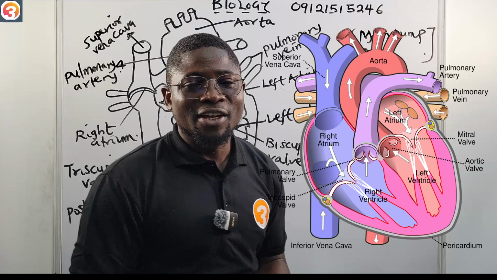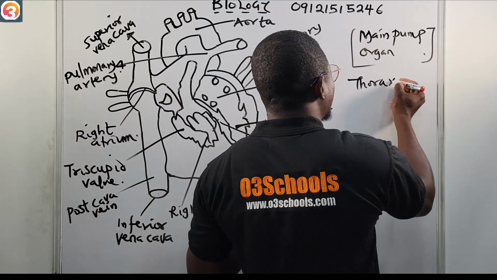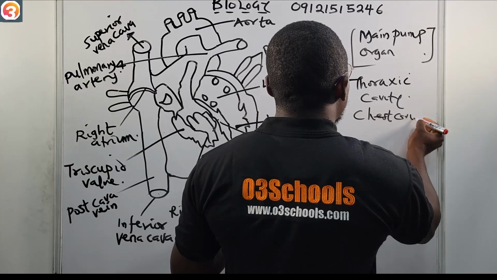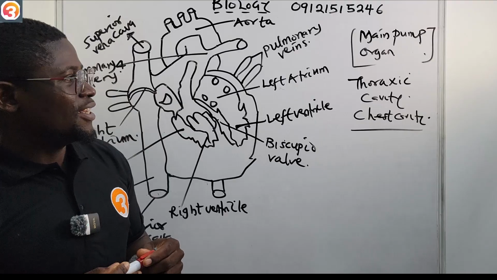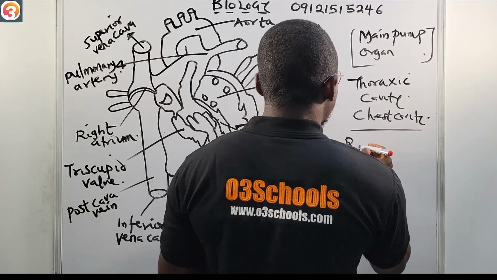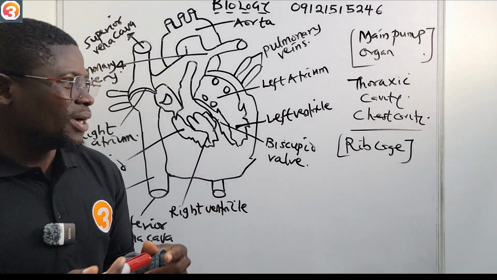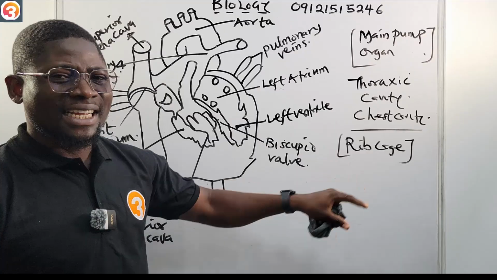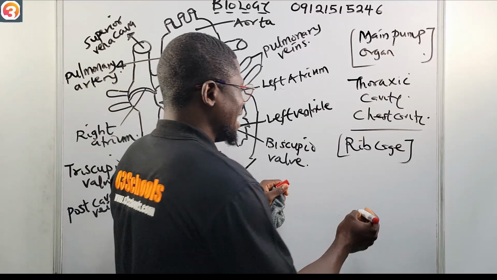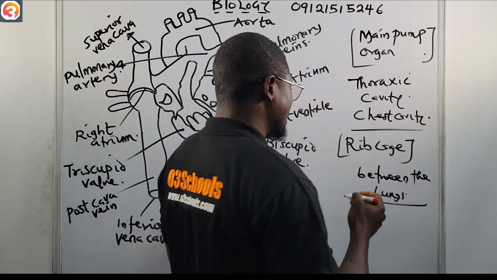So the heart is the main pump organ of the human body. Where is it located? It is located in the thoracic cavity, or the one we call the chest cavity. And it is protected by the rib cage, and it is situated between the lungs. Where can you find the heart? You can find the heart between the lungs. So it is situated between the lungs.